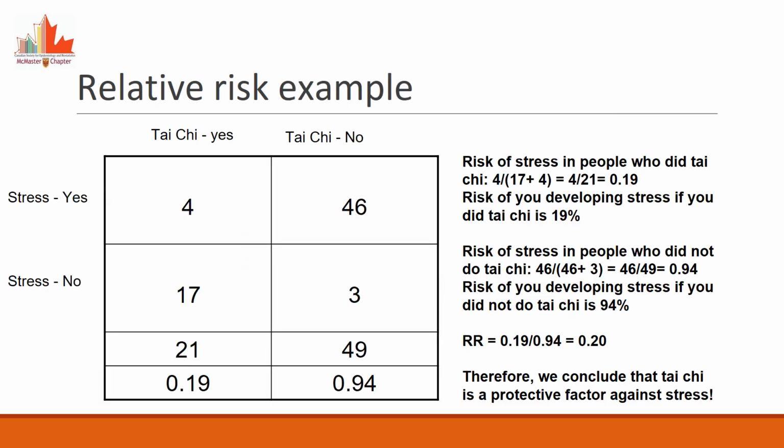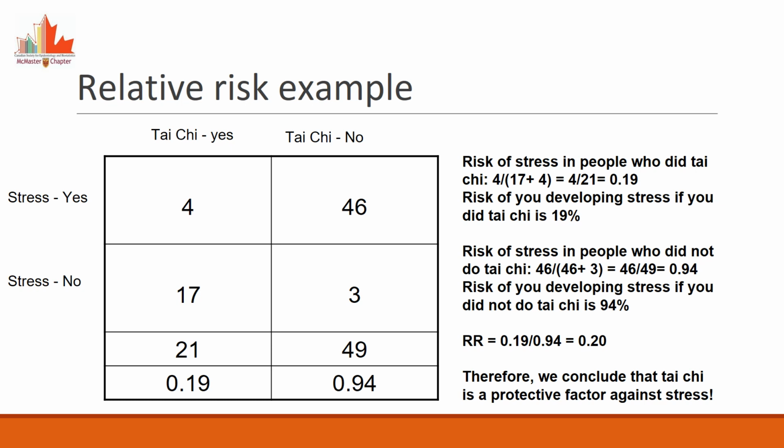To give you an actual example, we are going back to our Tai Chi study, and we are simply assigning a random amount of people to each group just for the sake of this example. We assume that 21 people did Tai Chi, and out of those 21, 4 developed a stress attack and 17 did not. We also assume that 49 people did not do Tai Chi, and out of those 49, 46 developed a stress attack and 3 did not.